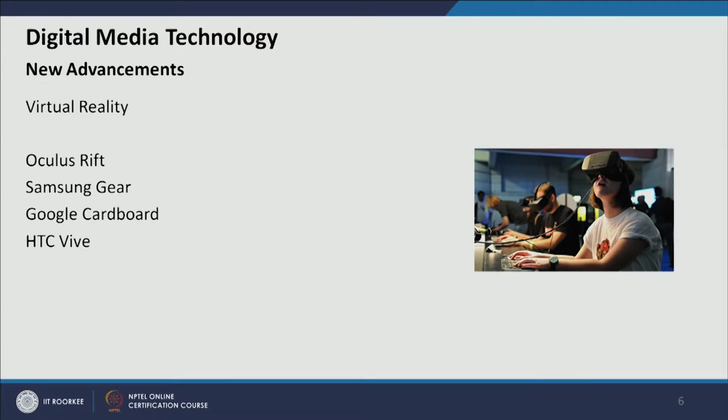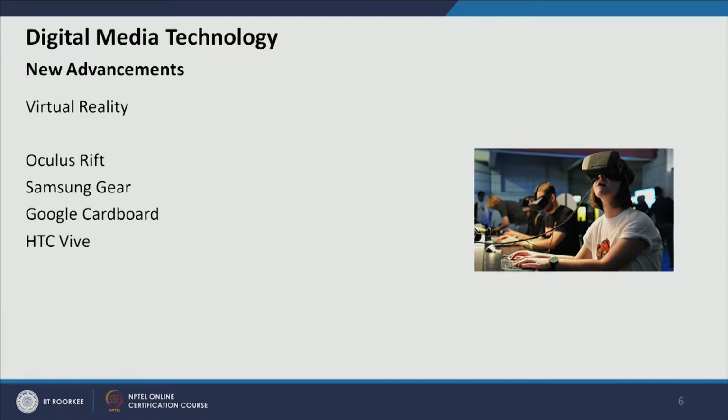So for example, we have some virtual reality headsets like Oculus Rift, Samsung Gear, Google Cardboard, and HTC Vive. If we wear this headset, we will not perceive any sound or any visual from the real world. We will only look at the projection of a three-dimensional world, and the sound will also be given. So we will be completely cut off from the real world and moved to the virtual world in terms of visual and sound.